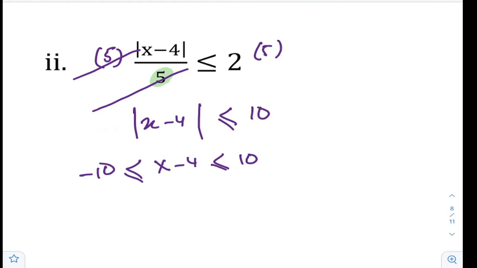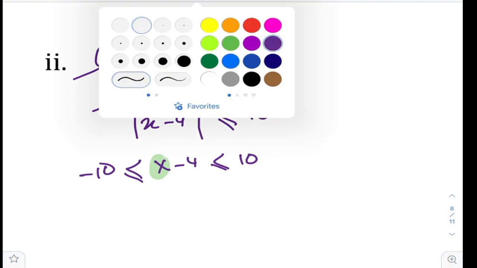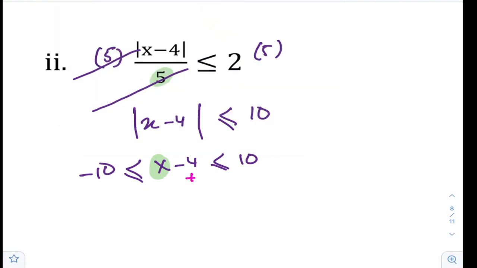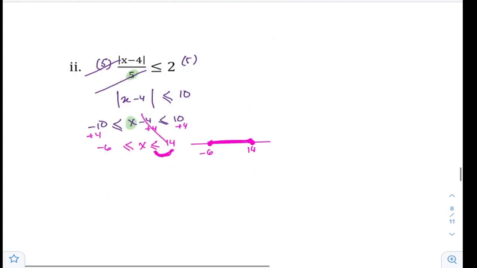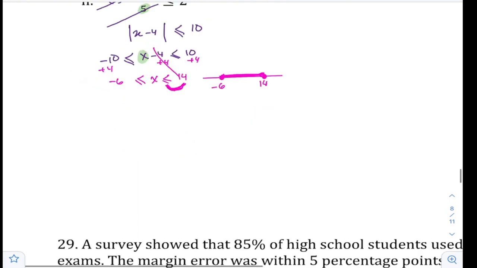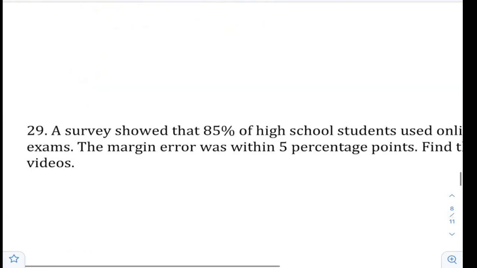And then I want to isolate x as we get used to, adding 4 to all sides. So we have x more than or equal to minus 6 and less than or equal to 14. And that means we have a closed circle at minus 6 and a closed circle at 14. And the solution is between them here somewhere. Perfect. We are moving faster and we get used to the situation.